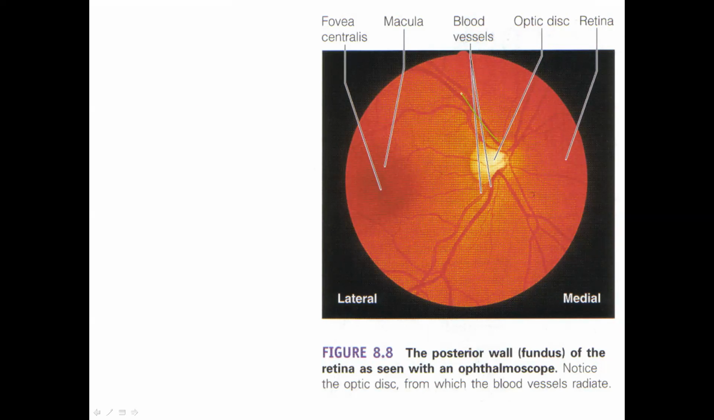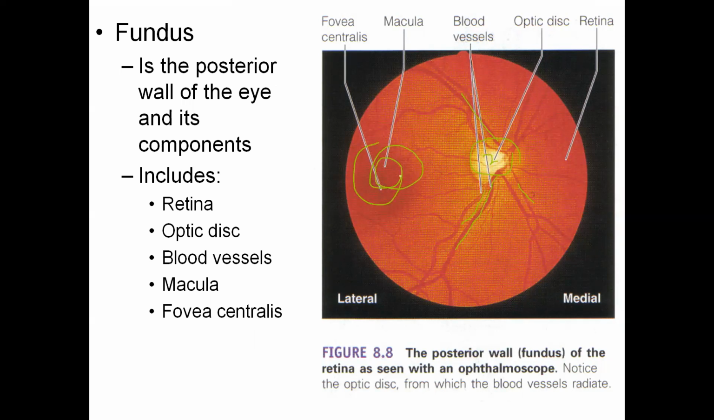Here's a normal picture, by the way, of a normal eye. These are the blood vessels. There's the optic disc, so the optic nerve is there. This is the fovea centralis and the macula, the area of highest visual acuity.